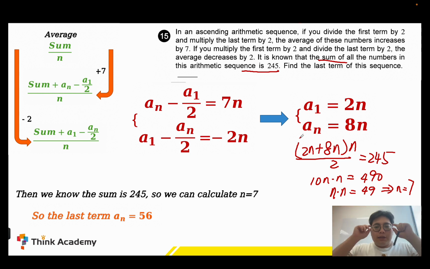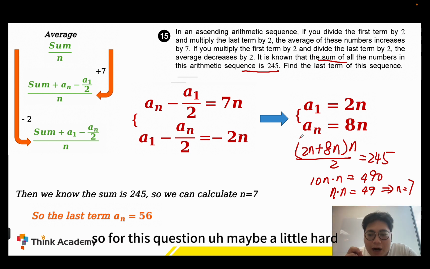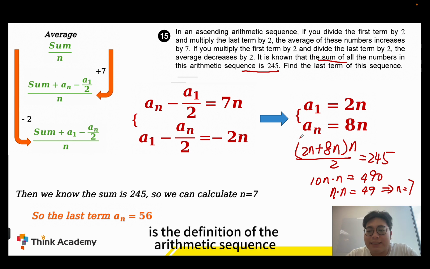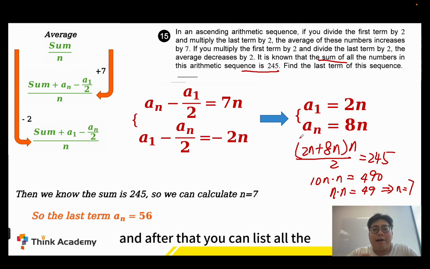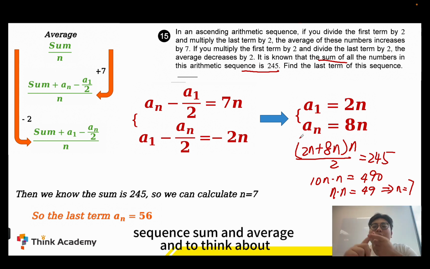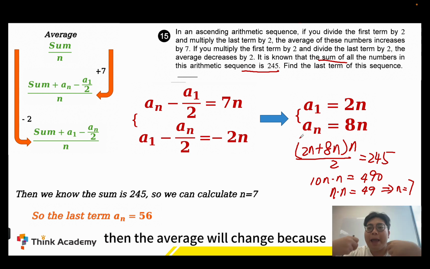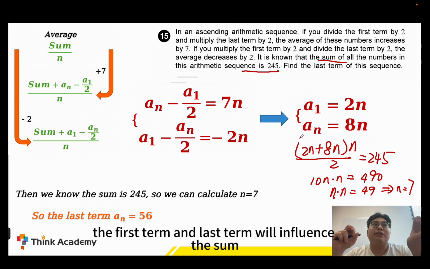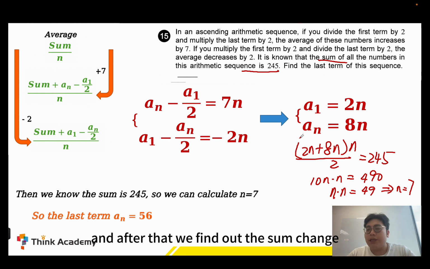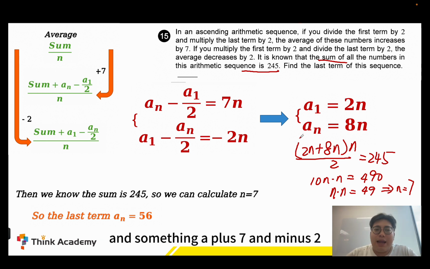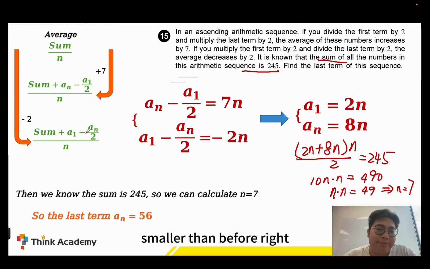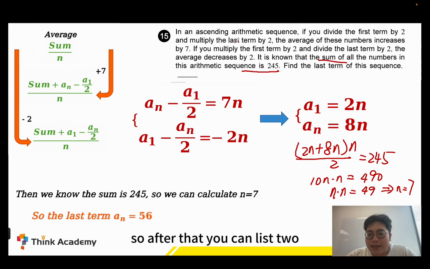7 times 8. For this question, maybe it's a little hard, because you need to know the definition of the arithmetic sequence, and after that you can list all the sequence, sum, and average. And think about why, when we change the first term and the last term, the average will change: because the first term and the last term influence the sum. After we find the sum changes, the average will change. Plus 7 and minus 2 means the sum will be smaller than before, right?